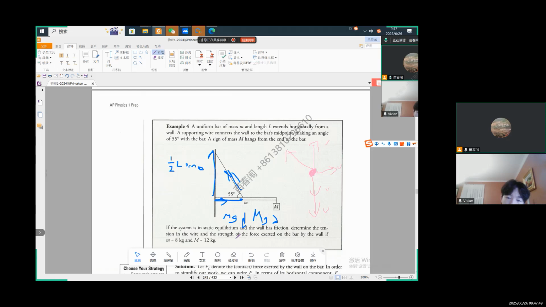Wait, are you using L? Yeah, wait, you can't use L. We already use L, which means when we talk about sigma torque to be 0, we already used that torque, which is the new knowledge that we learned. We should use the old knowledge, sigma F to be 0, to solve the force. Let's just pretend we already have F tension.